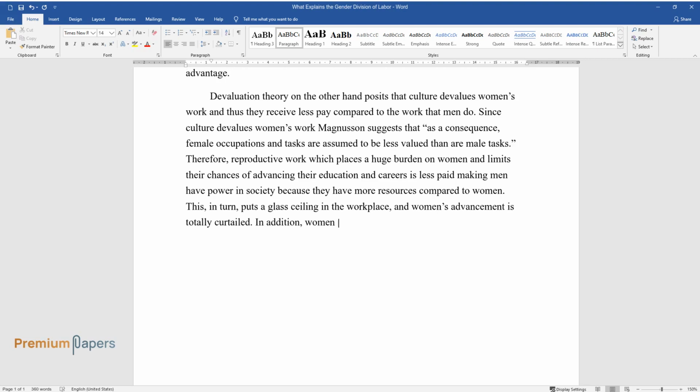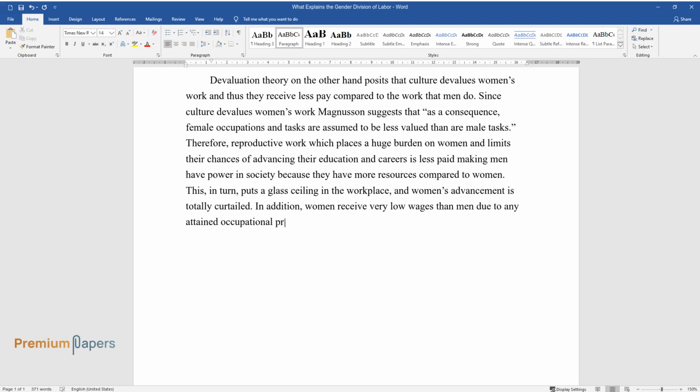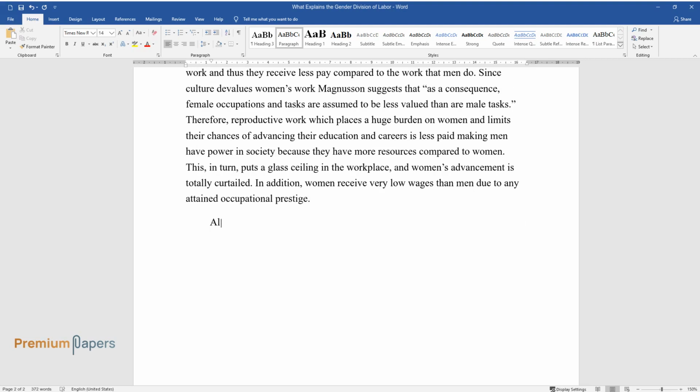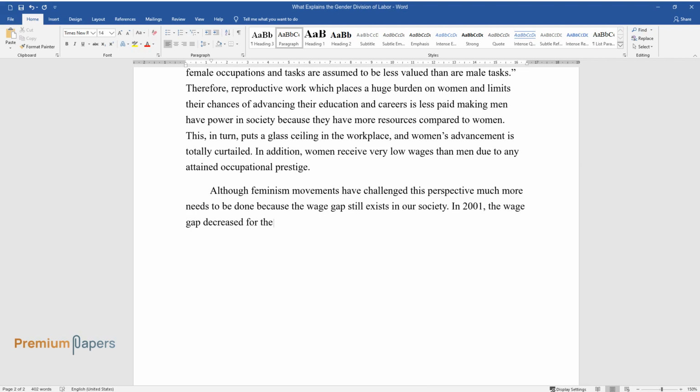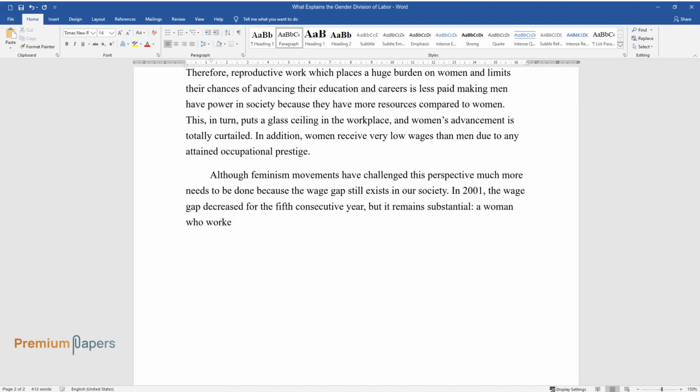This, in turn, puts a glass ceiling in the workplace, and women's advancement is totally curtailed. In addition, women receive very low wages than men due to any attained occupational prestige. Although feminism movements have challenged this perspective, much more needs to be done because the wage gap still exists in our society. In 2001, the wage gap decreased for the 5th consecutive year, but it remains substantial. A woman who worked full-time year-round earned 76 cents compared to $1 that a man earned.